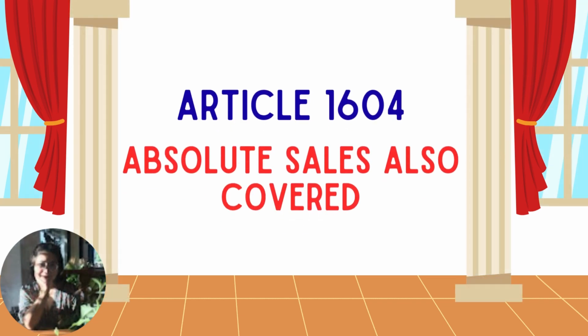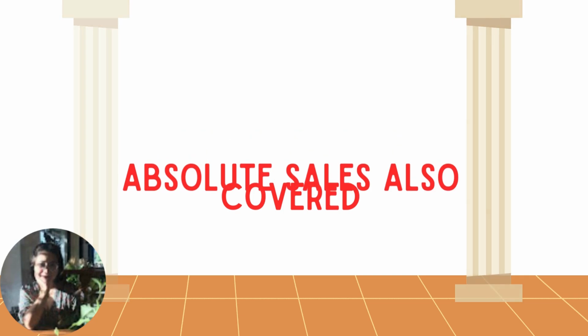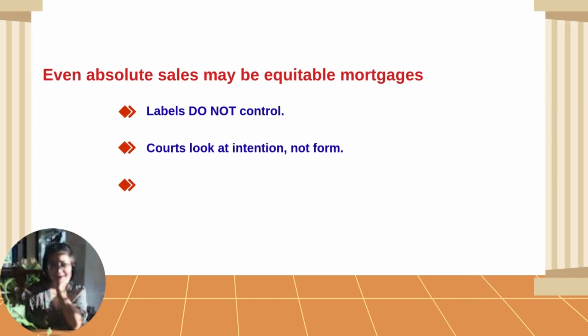Article 1604, absolute sales also covered. So this applies also to absolute sales. This article extends the legal presumption of an equitable mortgage to contracts that purport to be an absolute sale. So, this means even if a contract is labeled an absolute sale, the courts will look at the intention, not the form. So, this protects owners from disguised loans.